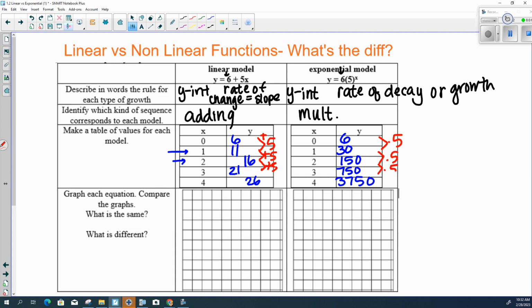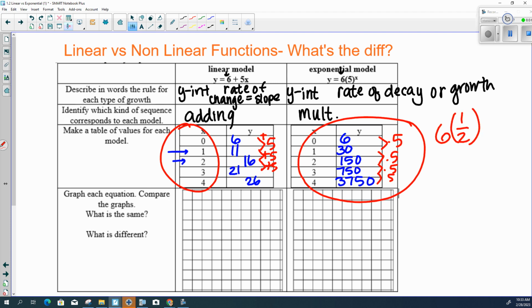Times 5. Multiply, multiply. Okay, what if these numbers are getting smaller, though? What am I adding or multiplying to make it smaller? Well, on the linear model, you could add negative numbers. That could make it be smaller. But it's not negative numbers that make the exponential function smaller. Hopefully, are you thinking in your brain what makes them smaller? It would have a rate of something like a fraction. If you multiply by a fraction, your numbers are going to get smaller.